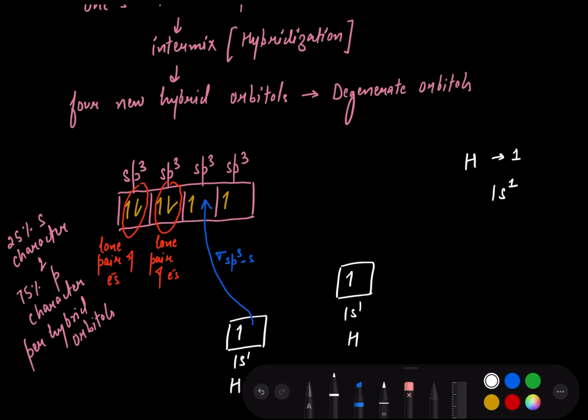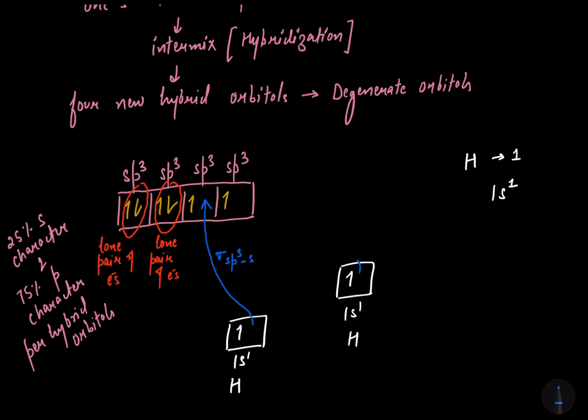Now here again, this 1s orbital of hydrogen will have a head-on overlap with the sp3 hybrid orbital of the oxygen to form the sigma bond. So we got the sigma bond that has been formed between the sp3 hybrid orbital of oxygen and the s orbital of hydrogen by the head-on overlap. So we got the exact hybridization of the oxygen in the case of the H2O molecule.